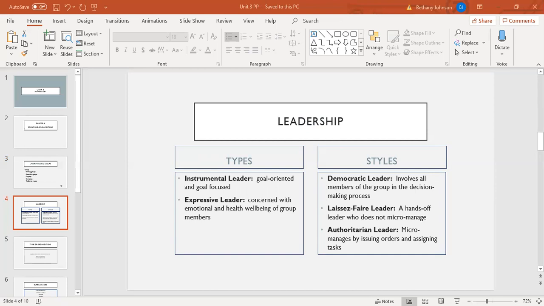Now, there are 3 styles of leadership. There is the democratic leader, which involves all members of a group in the decision-making process. There's the laissez-faire leader, that is French, and that is a hands-off leader who does not micromanage. So it basically lets the group do as it pleases as long as it accomplishes the goal. And then the authoritarian leader micromanages by issuing orders and assigning tasks.